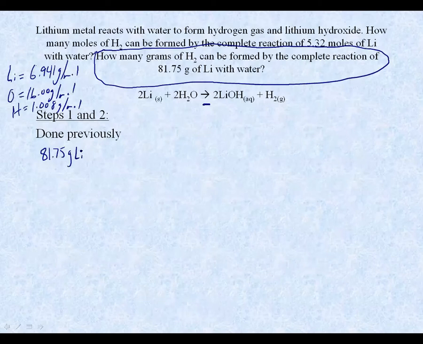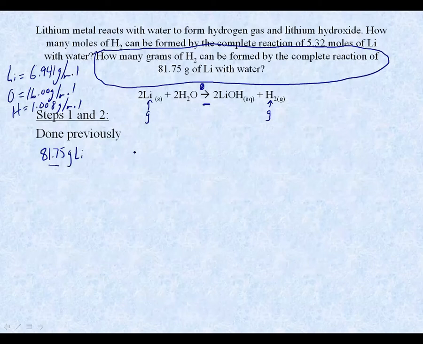All right, so let's take a look, see how we're doing. In this case, we're actually given grams of lithium, and we're looking for H2 as well. But in this case, we're also looking for grams of H2 when it's all said and done. So the first thing you want to do is obviously have an equation, which we already had done from the first step. So that's all good. Again, here, the only thing that was given to us was 81.75 grams of lithium.